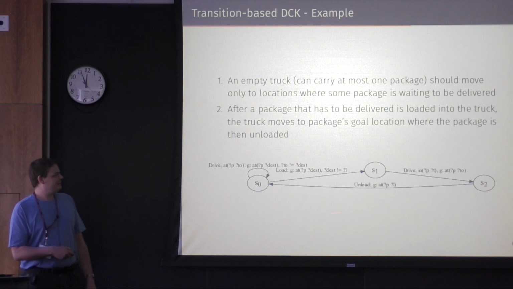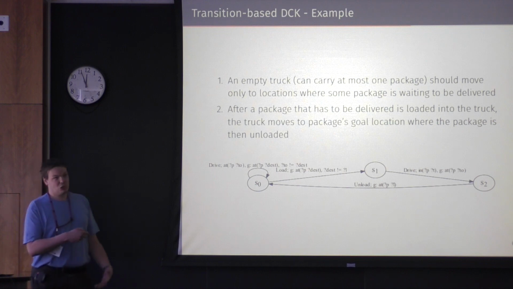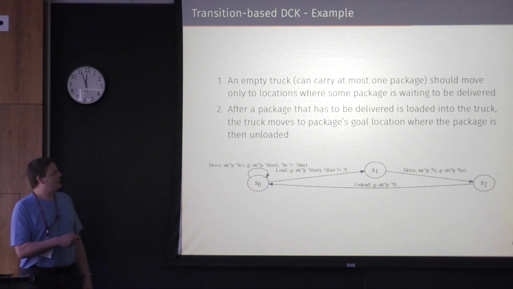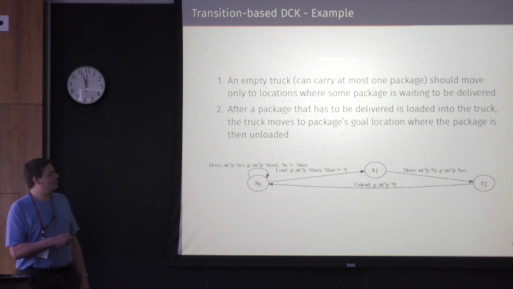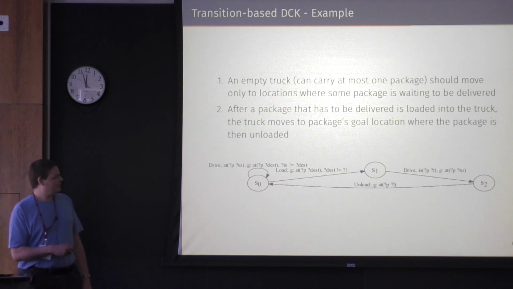So here we can see the example, again a toy example from the logistics domain. If we have an empty truck that can carry at most one package, we should move it only to a location where some package is waiting to be delivered, which is captured by this condition. And if we can load some package, we can move to that state, and clearly we load only packages that have to be delivered somewhere else. So we are not loading packages that are already at their destinations.